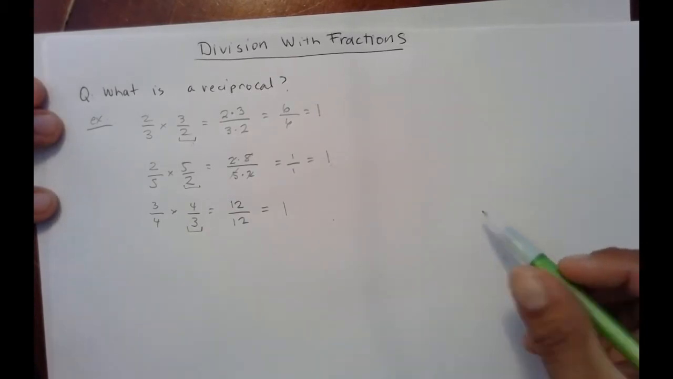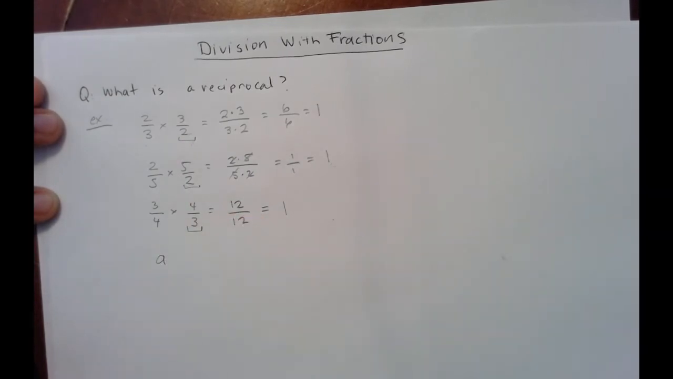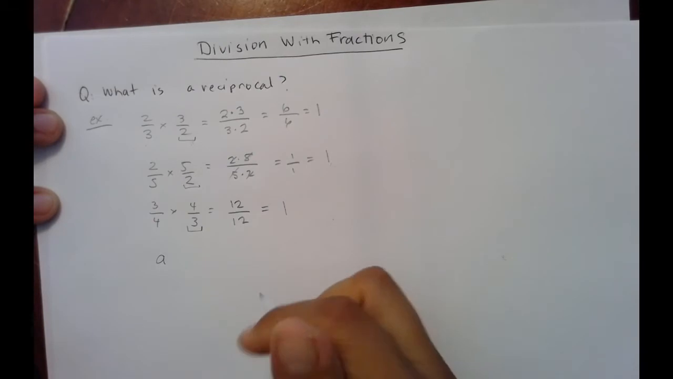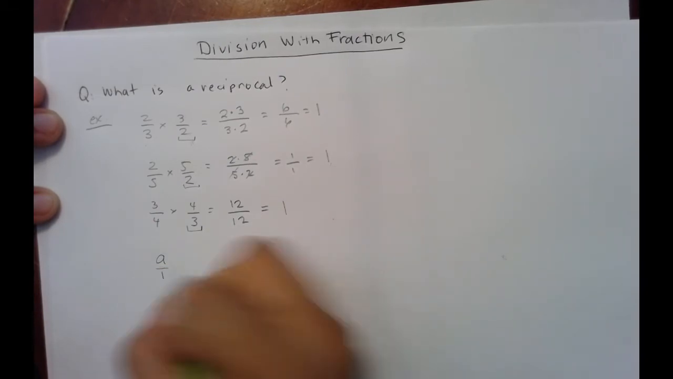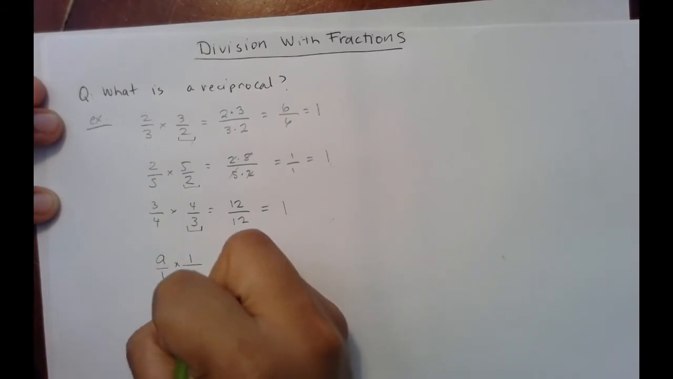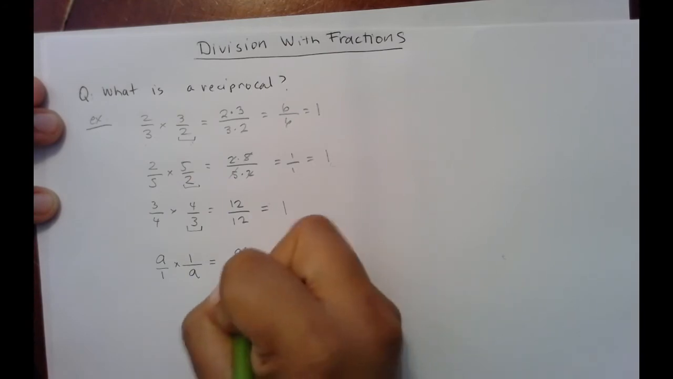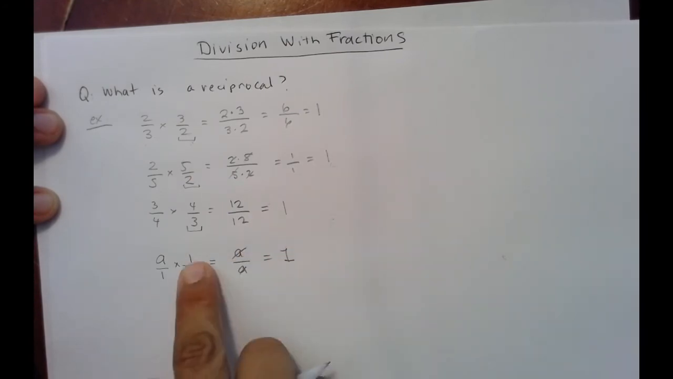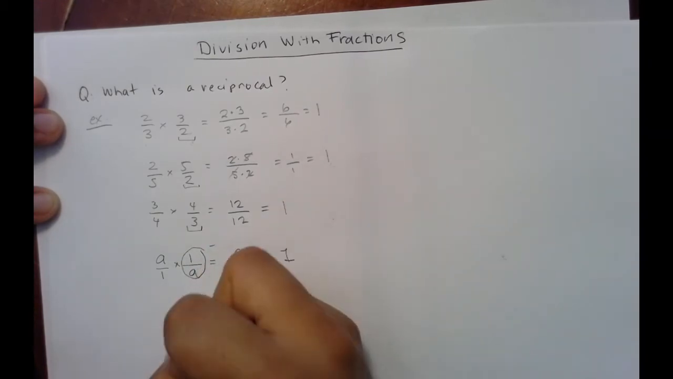So if we were to create a rule, in general, remember if I had a whole number, let's just say a random whole number a, and I wanted to find its inverse or its reciprocal, what would I do? So recall that we could write this as a over 1, right? Then if I multiplied this by 1 over a, I would get a over a, which is also 1, right? Because these cancel. This is the general form of the reciprocal.